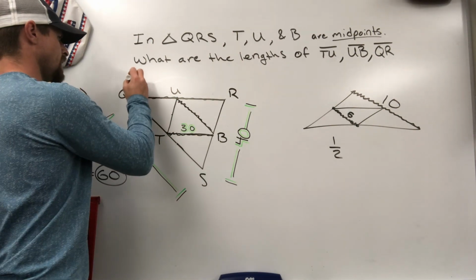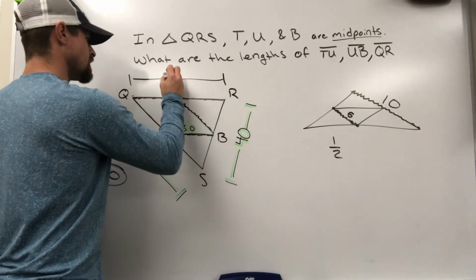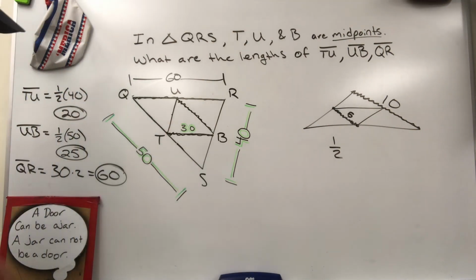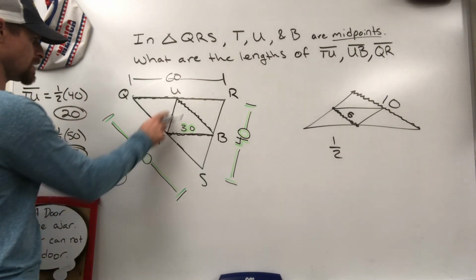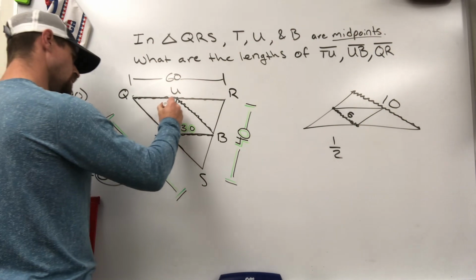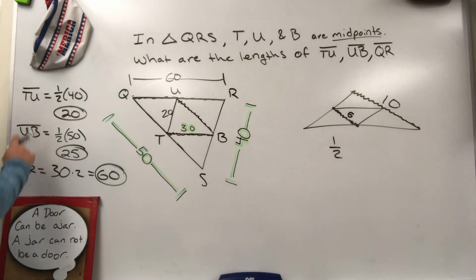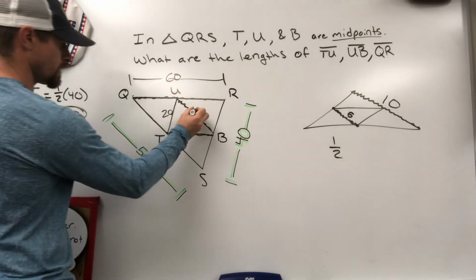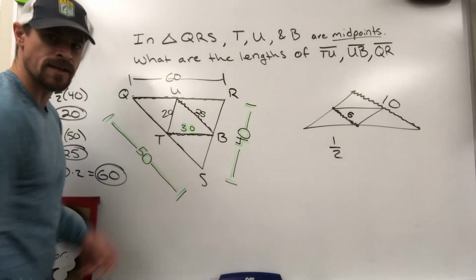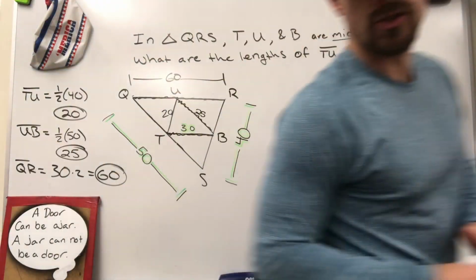I could go up here and say this distance up here is 60 units long. I could say that TU is going to be 20 units long. I could say that segment UB is 25 units long. And now I've finished everything that I need in this triangle.